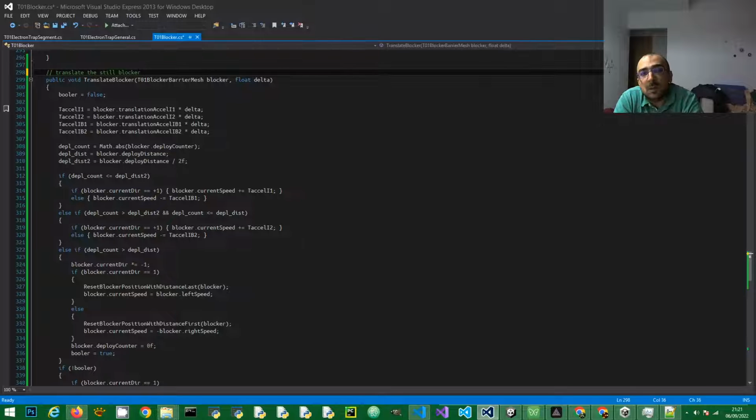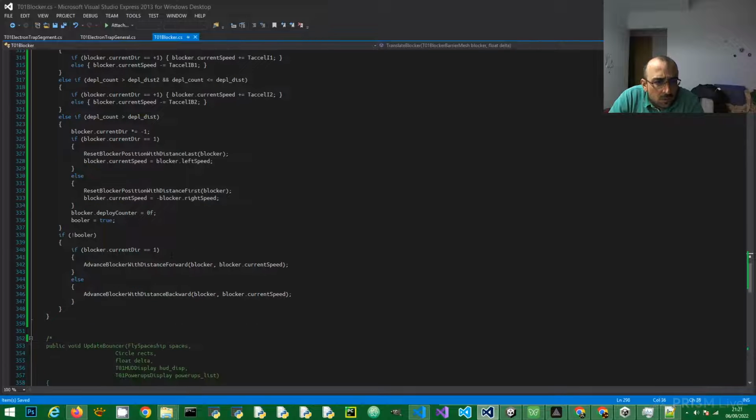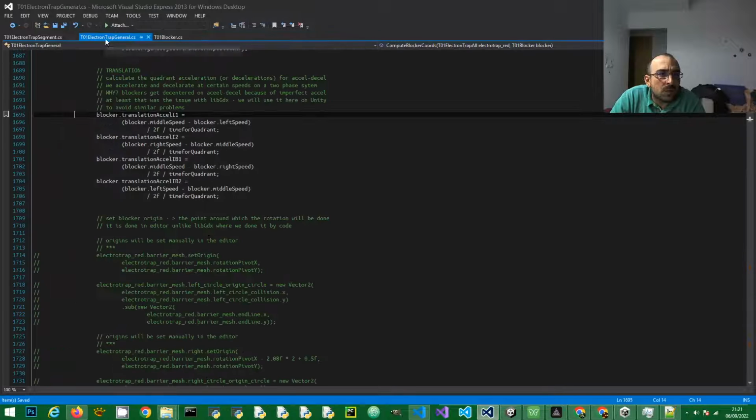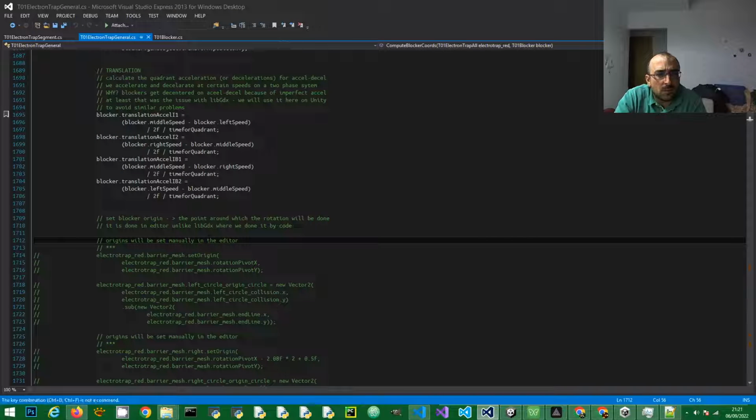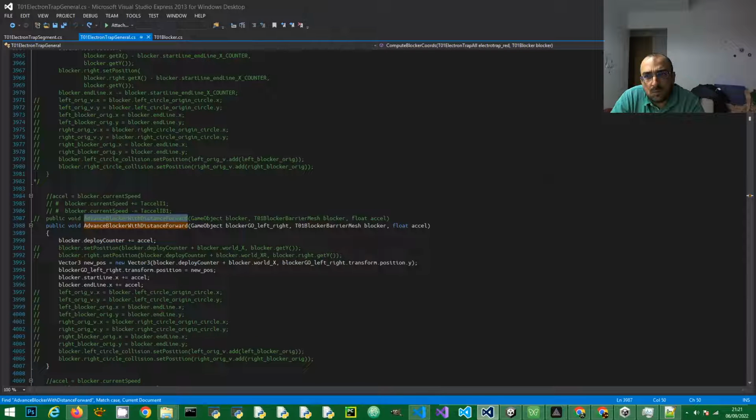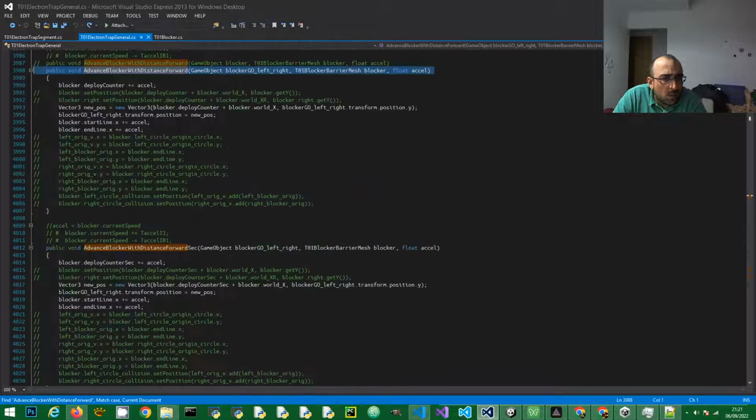Okay, let's see what advanced blocker with distance does. Advanced blocker, let's touch it. Advanced blocker with distance forward. Deploy blocker. Advanced blocker.